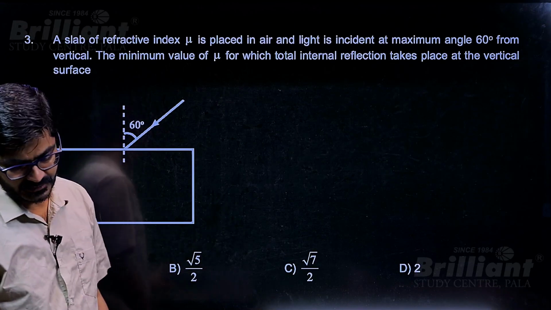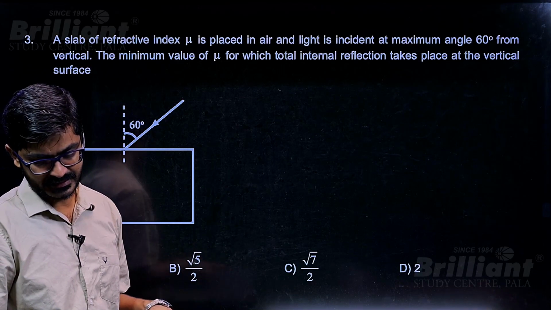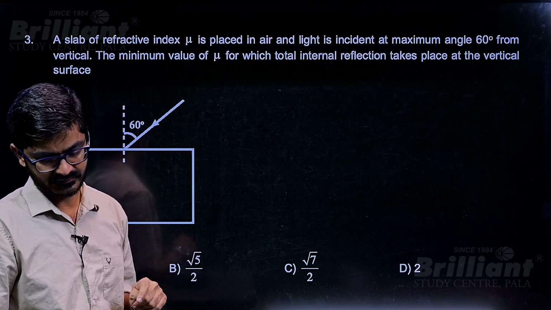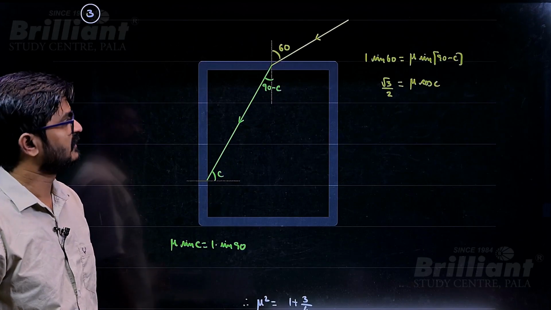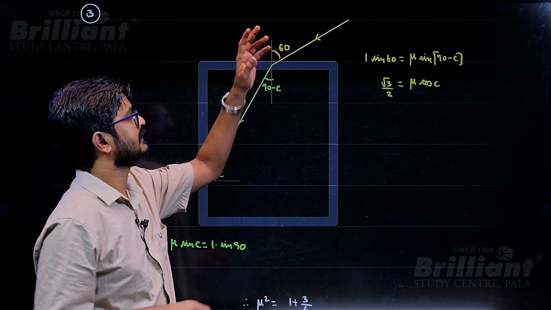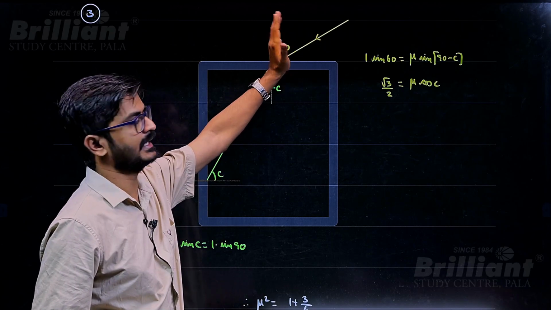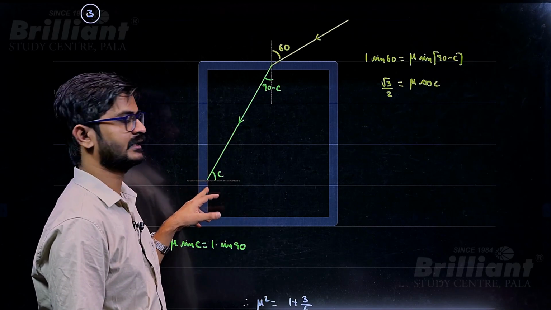A slab of refractive index mu is placed in air and light is incident at maximum angle 60 degrees from the vertical. The minimum value of mu for which total internal reflection takes place at the vertical surface. So they are saying they are sending the rays with angle 0 to 60, I mean anything between 0 to 60. We need to make sure everything must be total internally reflected here.